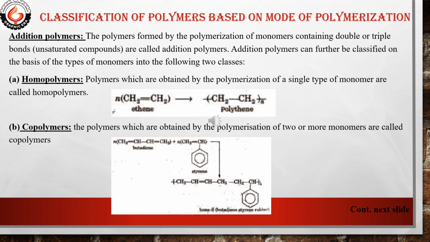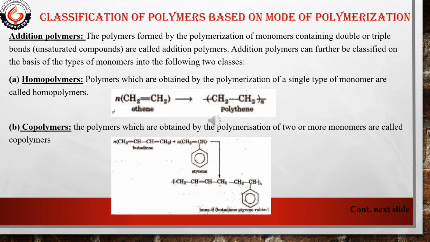Classification of polymers on the basis of polymerization method. On the basis of method of polymerization, the polymers can be divided into two types, addition polymer and condensation polymer. Addition polymers are made by addition of monomeric units. This means when the monomeric units are joined together, there is no formation of any byproduct. These addition polymers can further be divided into two types, homopolymer and copolymer.